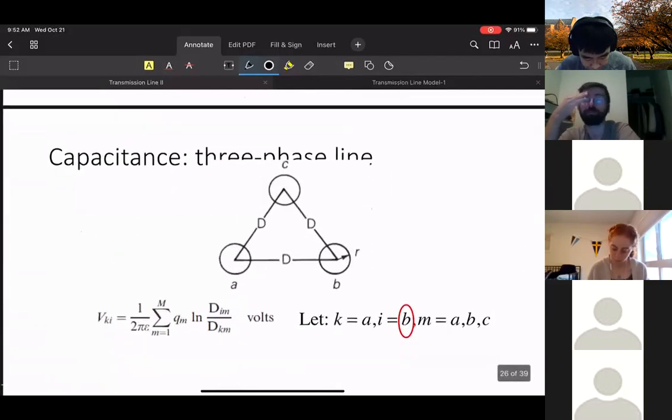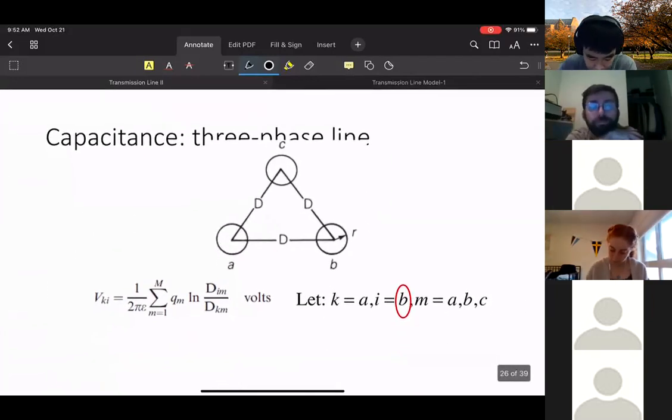This is our old equation, the basic equation we use. Let's first look at the voltage from A to B, impacted by all three conductors. Let's look at VAB first. Let's plug into our equation and see what happens.